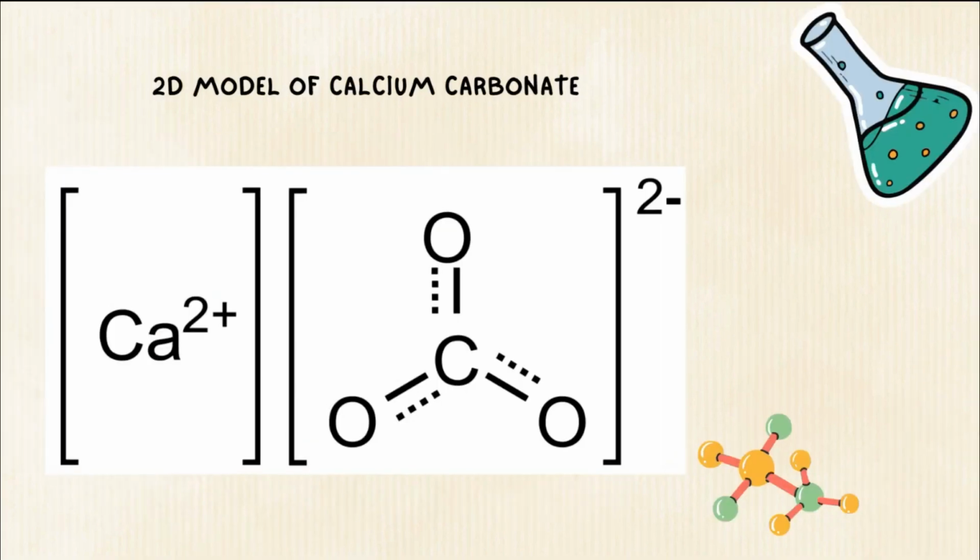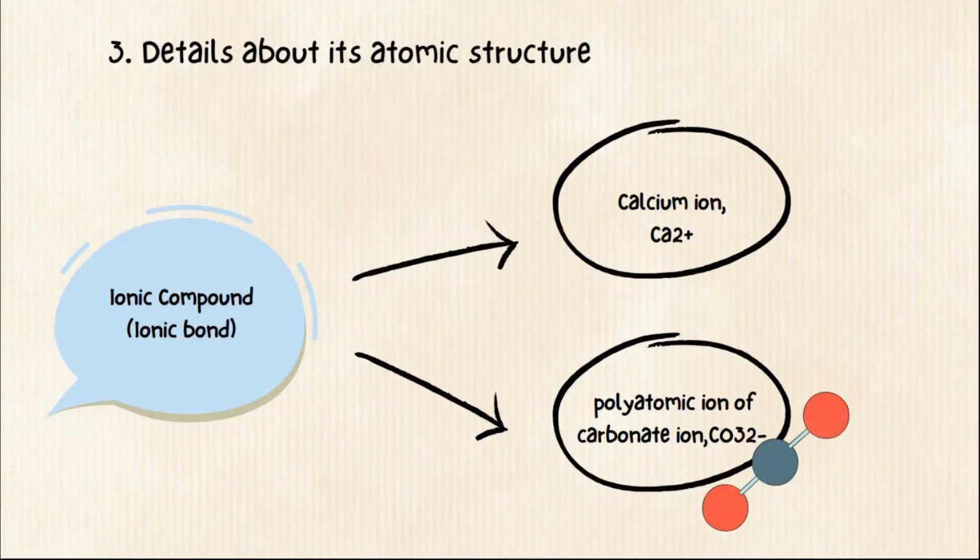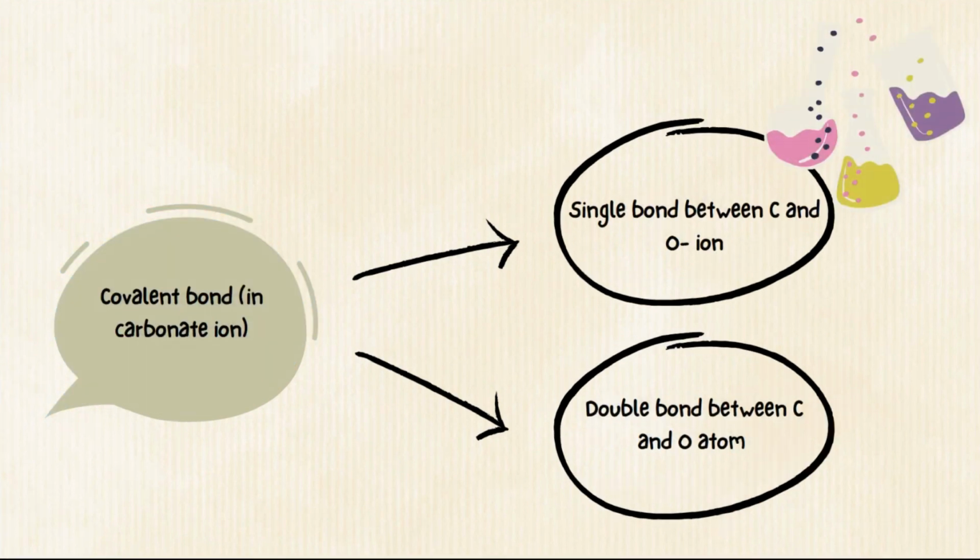So this is a 2D model of calcium carbonate. As you can see, it is made from a calcium ion and a carbonate ion with a charge of 2-. Calcium carbonate is an ionic compound, and there is ionic bonding present, which is a force of attraction between the calcium ion Ca2+ and the polyatomic carbonate ion CO3 2-. But there is covalent bonding present inside calcium carbonate as well, inside the carbonate ion. For the covalent bonds, there is a single bond between carbon and the O- ion, while there is a double bond between the carbon and oxygen atom.